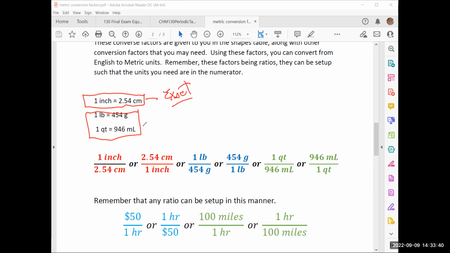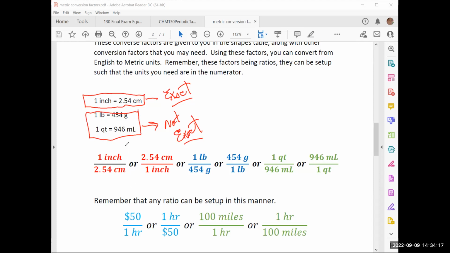okay? And these are not exact, your measurements. So what this means is that the 1 inch to 2.54 centimeters would not be a factor in determining your sig figs if you're using that factor, okay? It wouldn't be a factor. However, the other 2 factors could play a role in determining the final sig figs if you use those last 2 factors here. So keep that in mind.